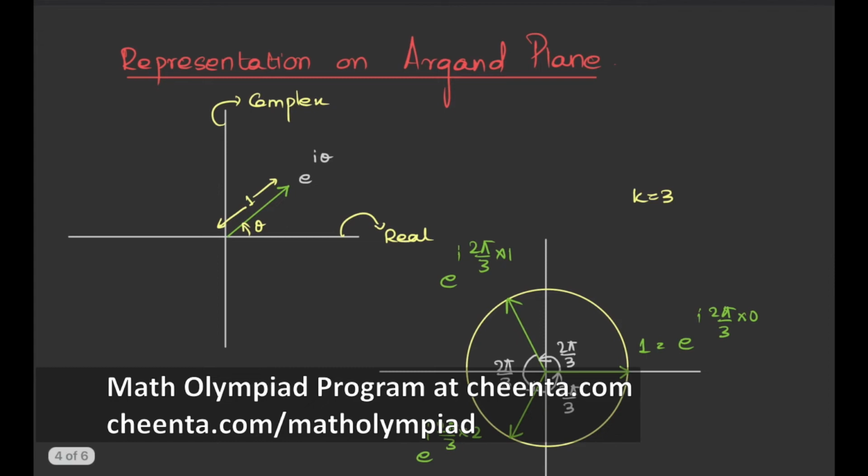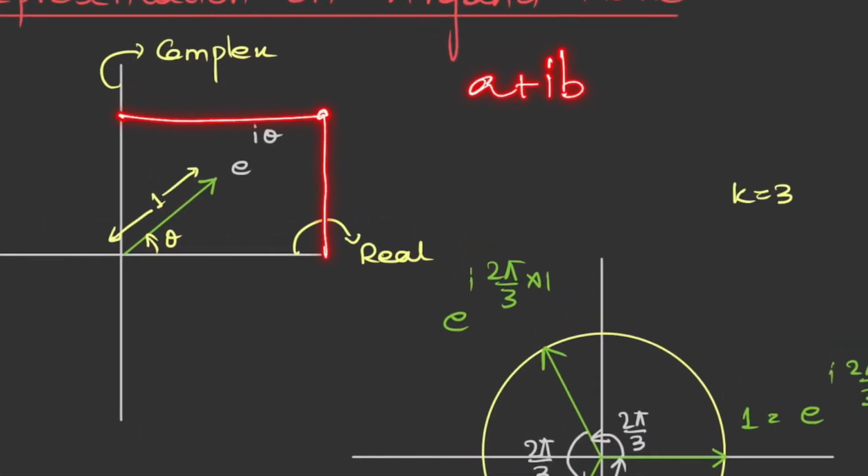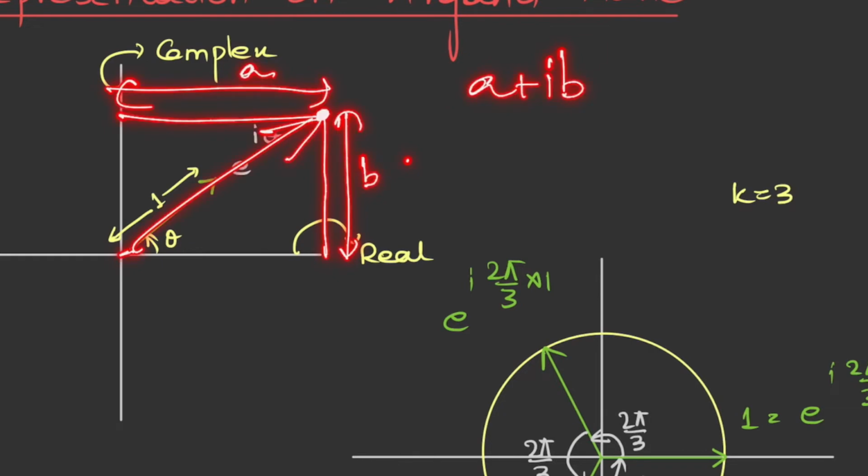Now, as we know, complex numbers can also be represented on the Argand plane. Here, the x-axis represents the real axis and the y-axis represents the complex axis. So, any number of the form a plus ib can be represented something like this, where this is at a distance a from the complex axis and a distance b from the real axis. This vector is represented as a plus ib.